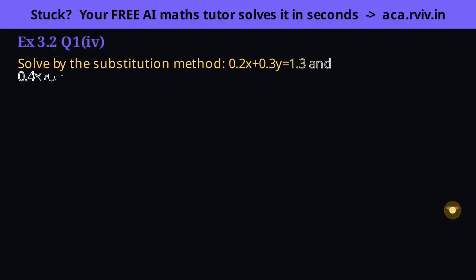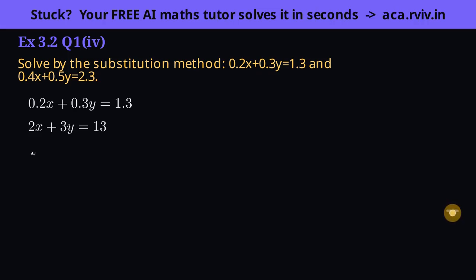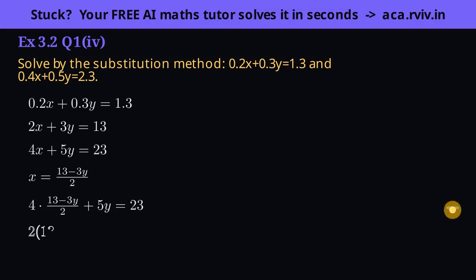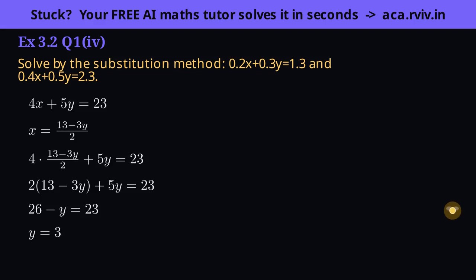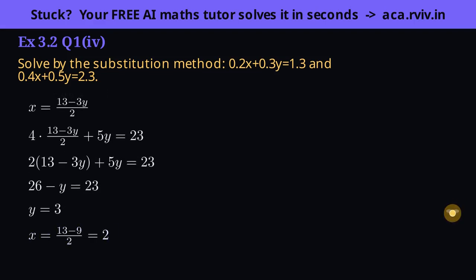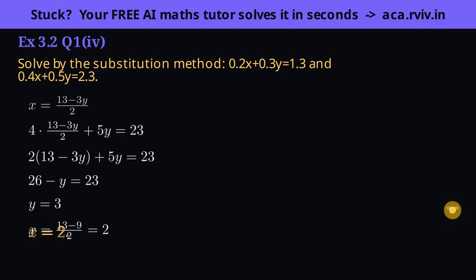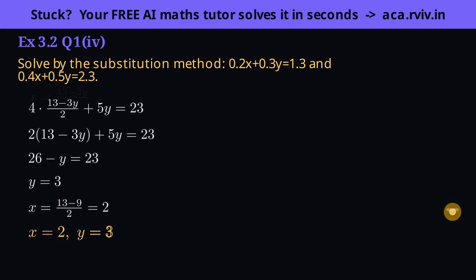Decimals are easier as whole numbers. Set up: decimals are easier as whole numbers, so first scale both equations up. Multiply the first equation by 10. Multiply the second equation by 10. Isolate x from the first integer equation. Substitute into the second. Simplify, since 4 divided by 2 is 2. Multiply out and combine. Solve for y. Back substitute for x. Insight: clearing decimals first prevents small slips. Same answer, cleaner numbers.